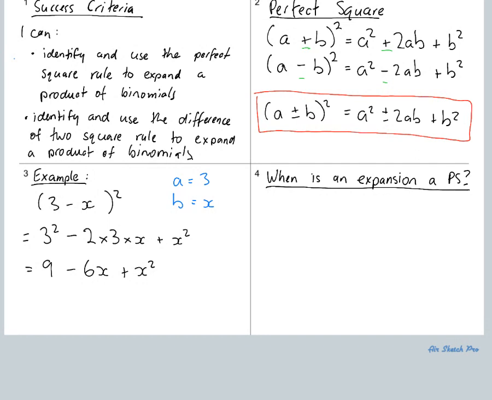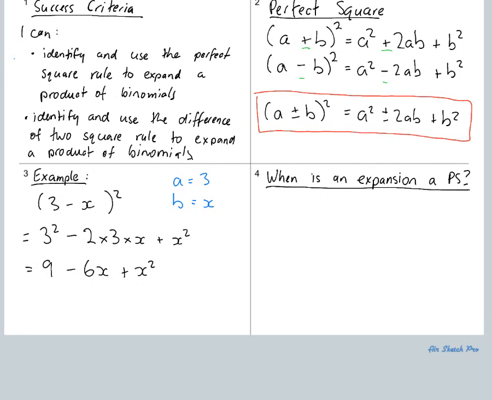Okay, so that's perfect square in a nutshell, and I'd like you to practice them in a second, but I'm just going to push through the theory a little bit. And in this fourth slide where it says, when is an expansion a perfect square, I want to just put down some examples without going to a full solution, as to expansions that might not quite look like a perfect square, but in fact are.